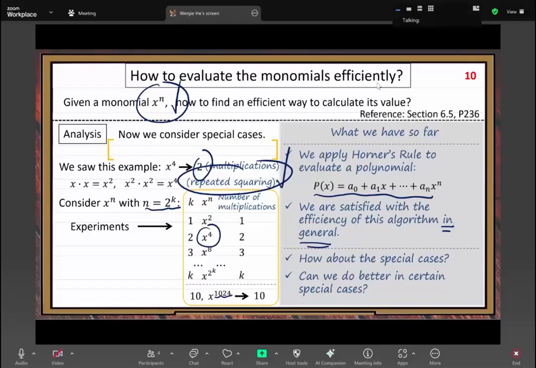You can see, if you use a for loop to calculate this monomial directly, how many multiplications do you need?